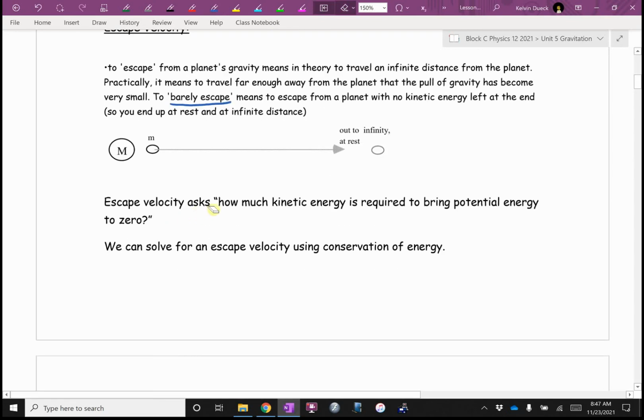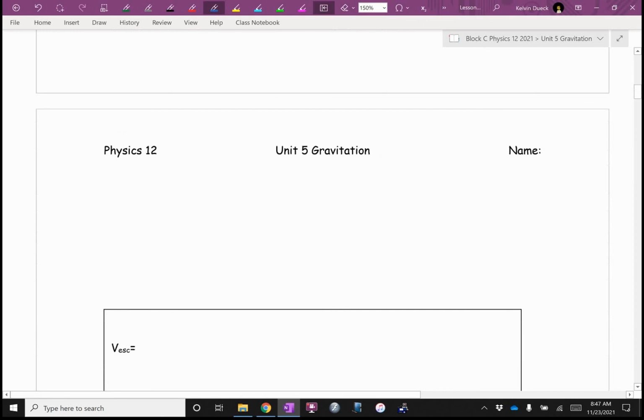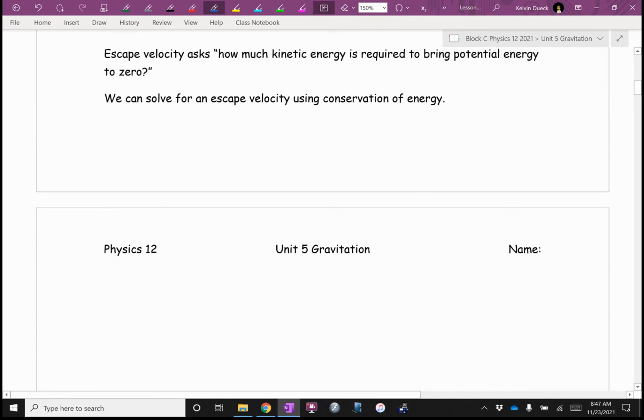Really, what escape velocity asks is how much kinetic energy is required to bring potential energy to zero? Because where is potential energy zero? All the way out at? Got the argument? And we can solve for it by using conservation of energy. It's going to look like this. Let's write our first line right here. KE initial plus PE initial equals KE final plus PE final.